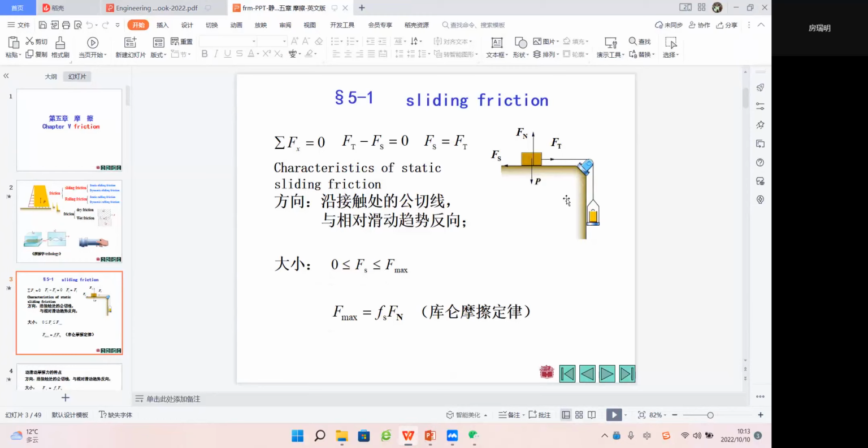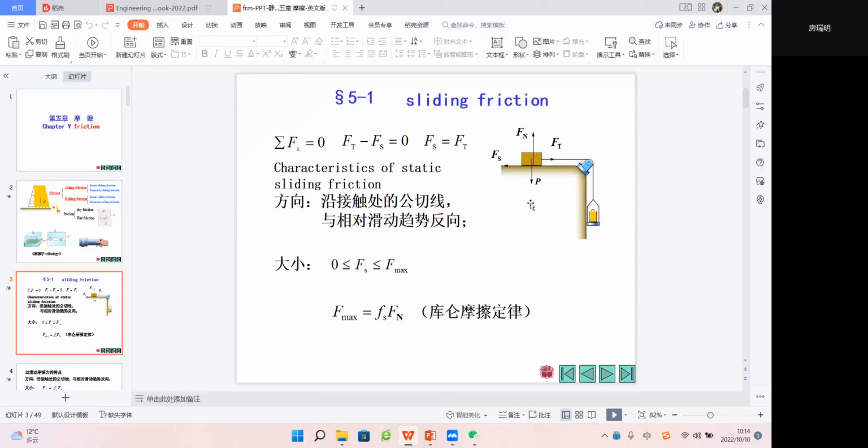So if we have this device, maybe we can do some very simple experiments. We have a box on this horizontal plane, with a rope, and maybe we have a weight here. From the force analysis, we can easily find that when this weight is not big enough, it will let this rope pull this box, with the intent to move along this direction, right?